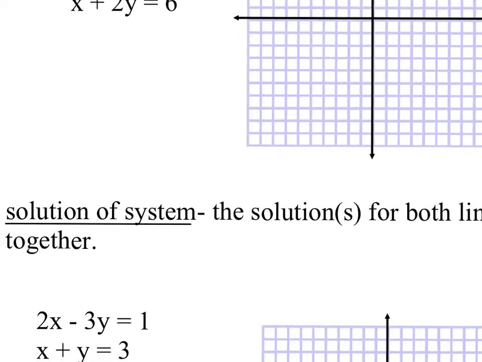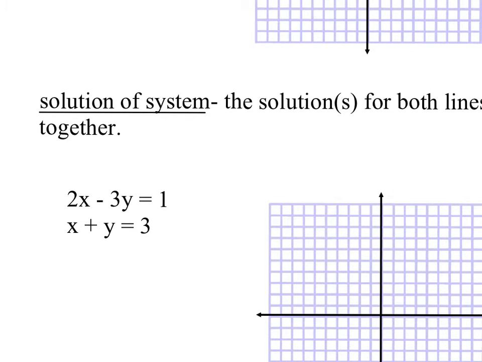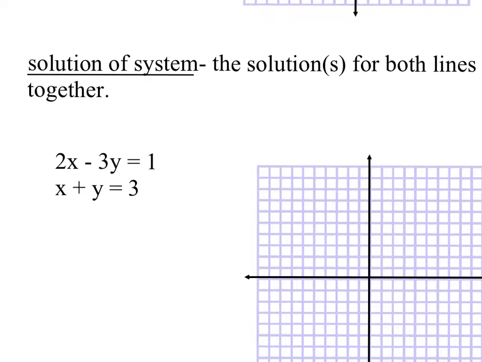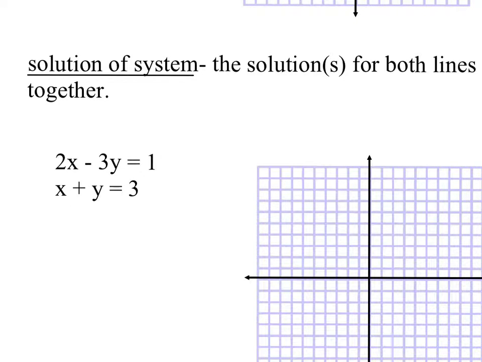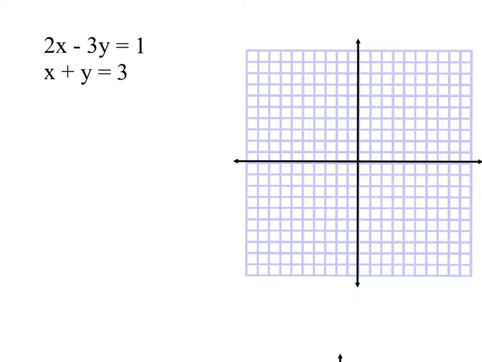So let's go down here. We have a solution of the system. So the solution of a system is the solution for both lines together. So wherever they cross, whatever that point is, is the solution for both lines and would be your answer. So let's try another one. This might be a good spot to hit pause and try it yourself and then go and see if you get the same thing.